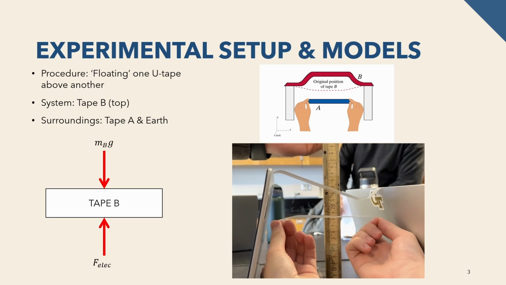To find the magnitude of the charge, I floated one tape, tape B, above the other, tape A. In this model, I treated tape B as my system and tape A plus the Earth as the surroundings. Since tape B was floating motionless, the downward force of gravity was perfectly balanced by the upward electric force from tape A.